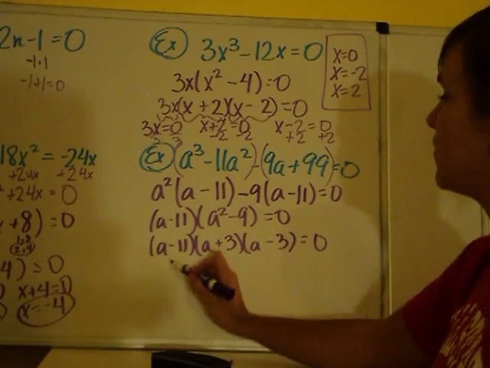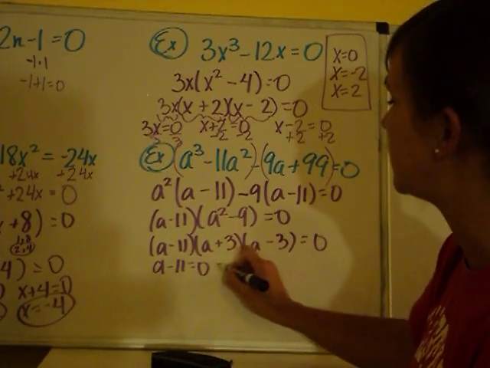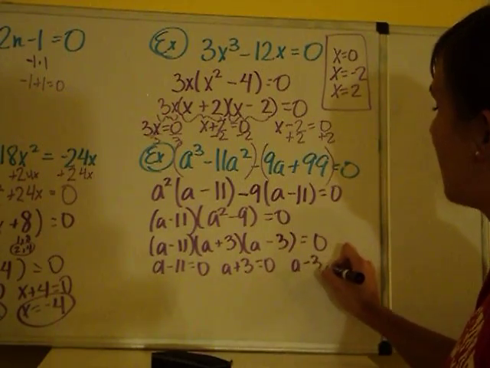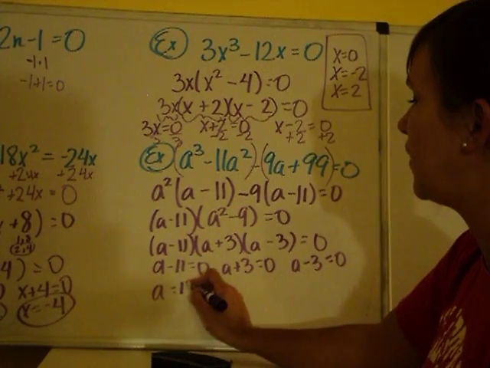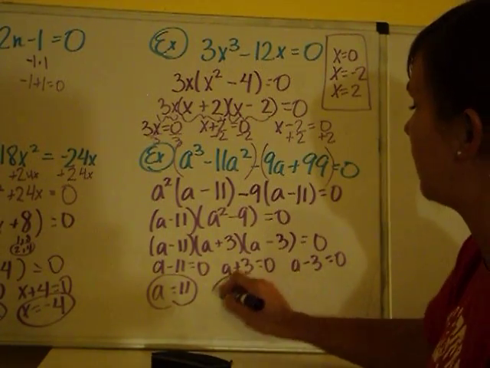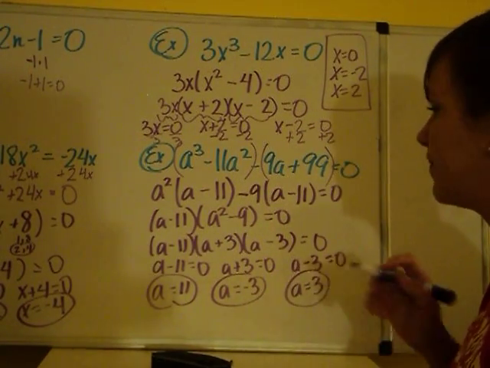Now I have three things multiplied together, so I'm going to set a minus 11 equal to 0, a plus 3 equal to 0, and a minus 3 equal to 0. This is going to give me a equals 11. This is going to give me a equals negative 3. And this is going to give me a equals positive 3.